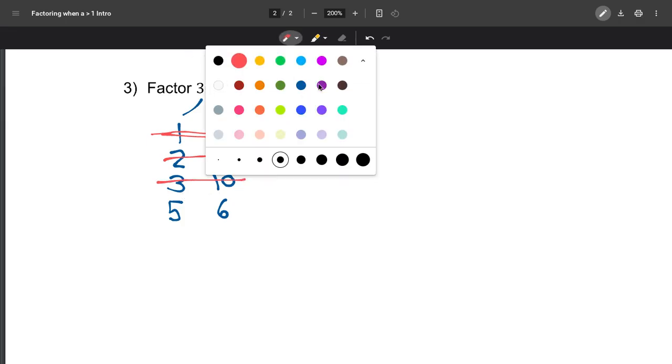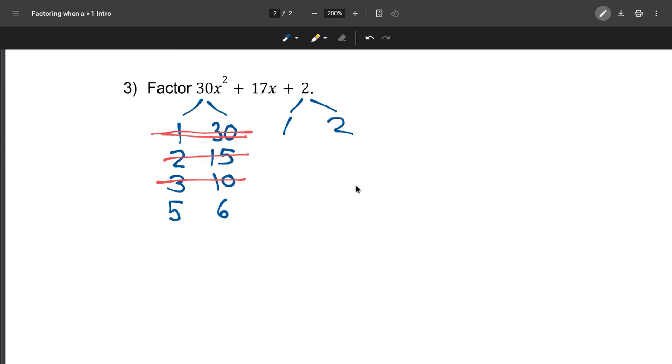So we know that we've got to use 5 and 6 and 1 and 2 in some way. Okay, so if I do 6 times 2, that's going to give me 12.